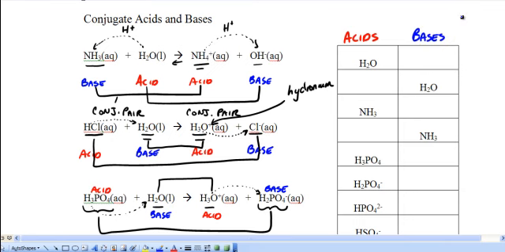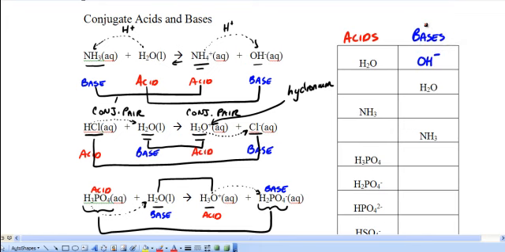Now, if water is behaving as an acid, it's going to have to lose the hydrogen ion. If it loses a hydrogen ion, it's just going to be down to one oxygen, one hydrogen. In addition, it's lost a positive. When it was neutral and lost a positive, it now overall has a negative charge.